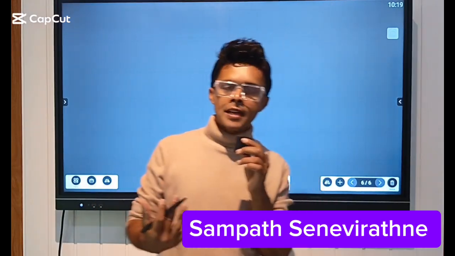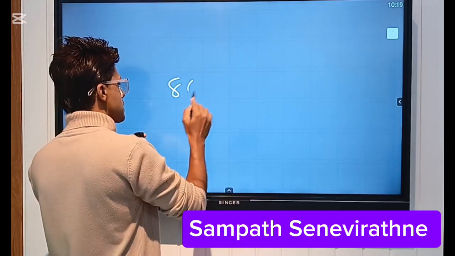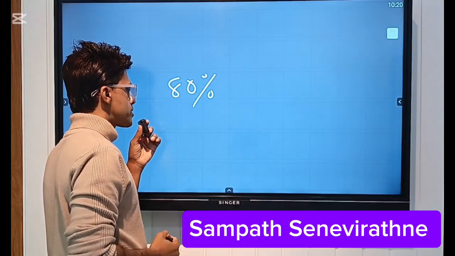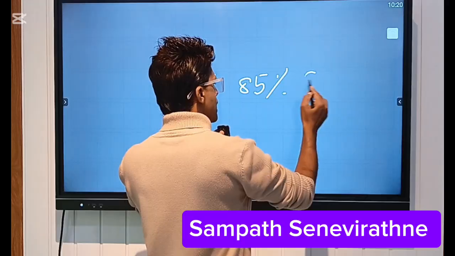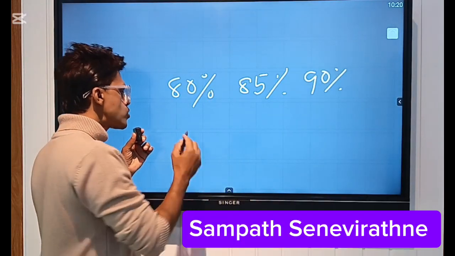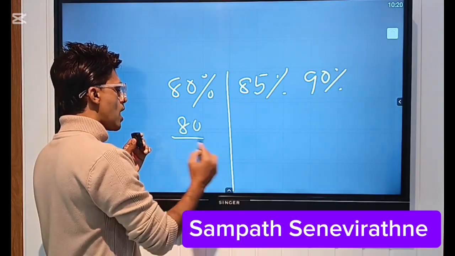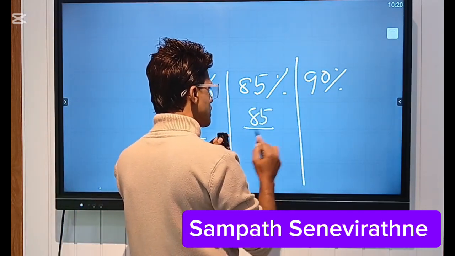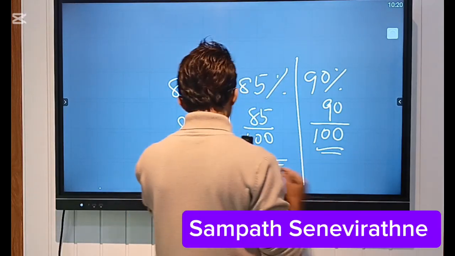Think of your maths marks. I assume you've scored 80 or more in maths. In general, the class teacher expresses your marks as 80%, 85%, 90%, and so on. This means out of 100, 80% means 80 over 100, 85% means 85 over 100, 90% means 90 over 100. Right? This is a way of writing.